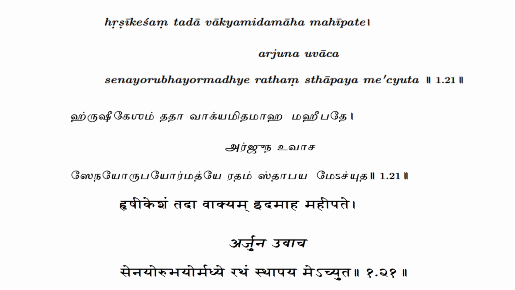Now where does Arjuna use this name Achyutha? It is in the same sloka which we saw earlier where Hrishikesha was used by Sanjaya. It is the very first chapter, the 21st sloka. Hrishikesham tadha vakyam idamaha mahipate, Arjuna uvacha, senayorubhayor madhye ratham sthapaya me'chyuta.